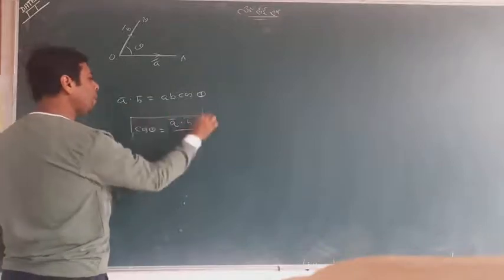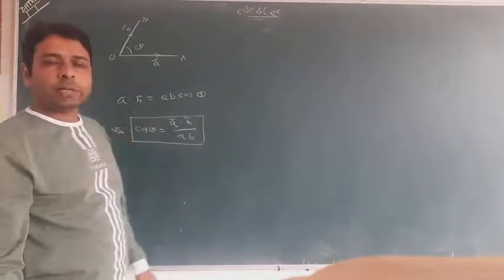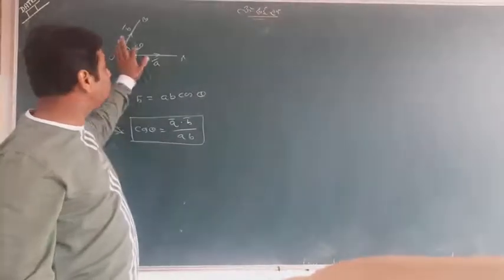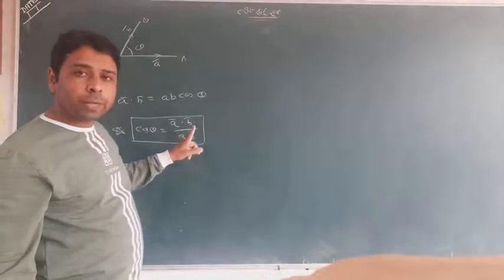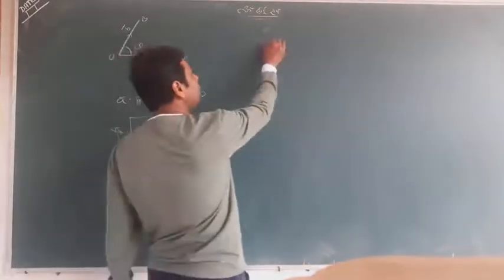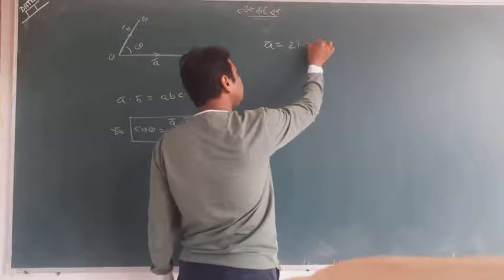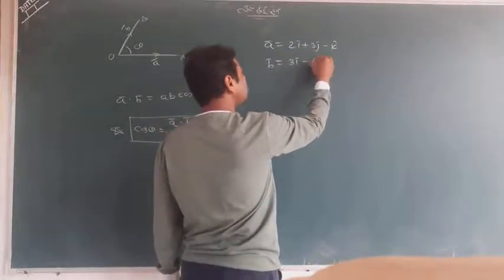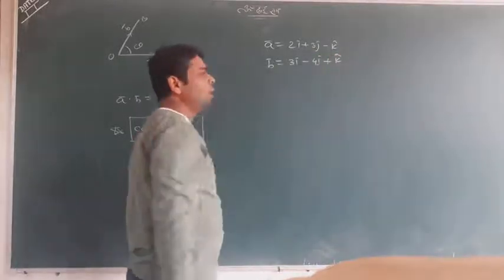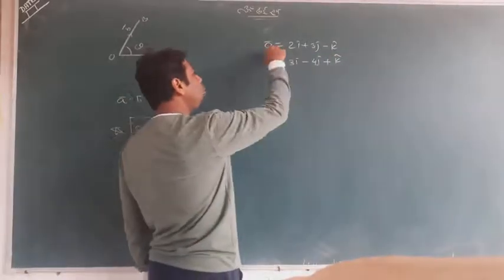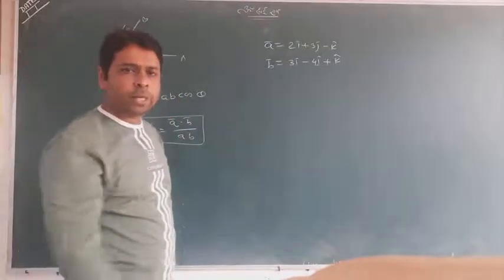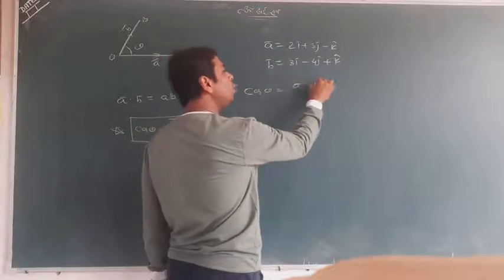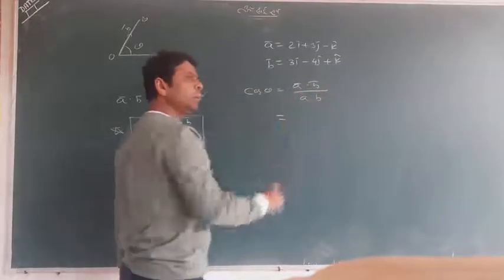This is one of the most important formulas: whenever A and B are given and you are told to find the cos theta, the angle between them, you can find it by this formula. You want to see an example? Let me take A equal to 2I plus 3J minus K and B equal to 3I minus 4J plus K. If you are told to find the angle between A and B, let the angle be theta. So cos theta is equal to A dot B upon mod A mod B.